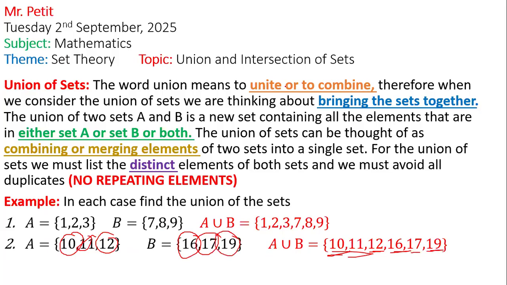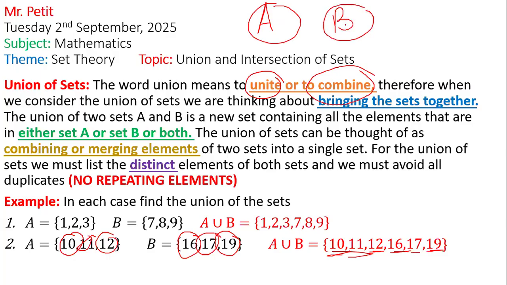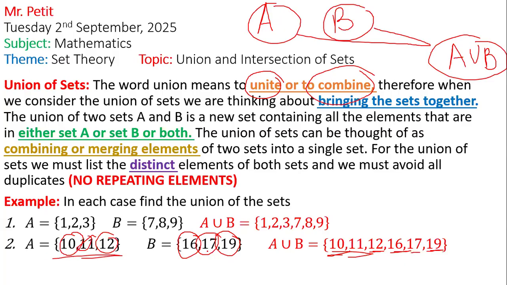Remember what union means. Union means to unite or to combine. So we take our two sets. We take our first set, A, and our next set, B, and we combine them, everything in A and everything in B, and we put them in one set so that we have the union. That's the union, A union B. That's how we do it: everything in set A and everything in set B combined. And that's how we find the union.